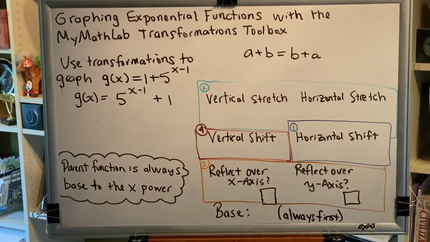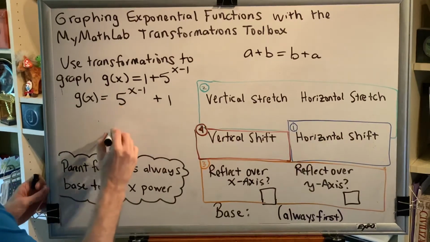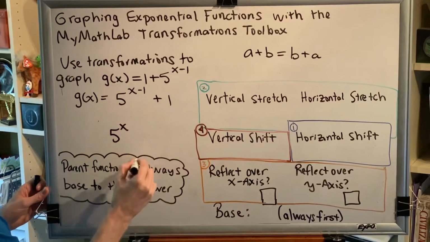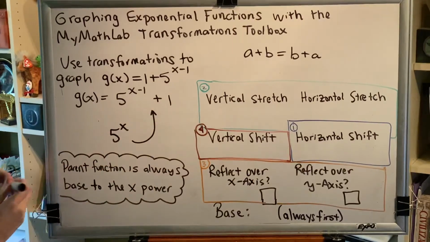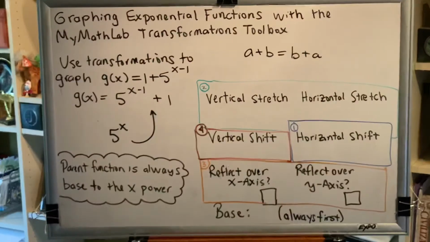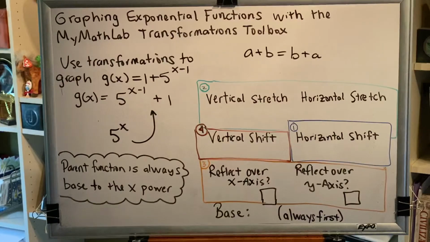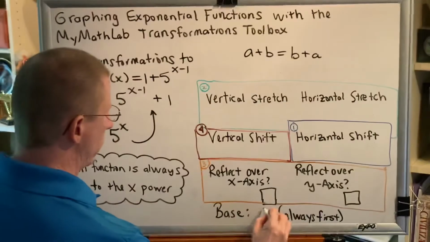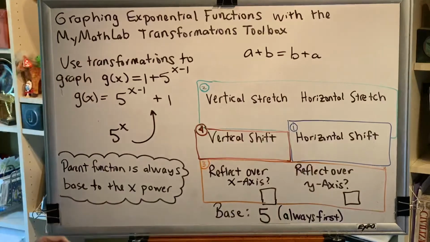All right, now we can solve this problem. We begin by writing the parent function, and the parent function is always the base raised to the x power. The base is 5. So we're starting with 5 to the x and transforming it into 5 to the x minus 1 power plus 1. Okay, so we put in our base first, always. Always put the base first.